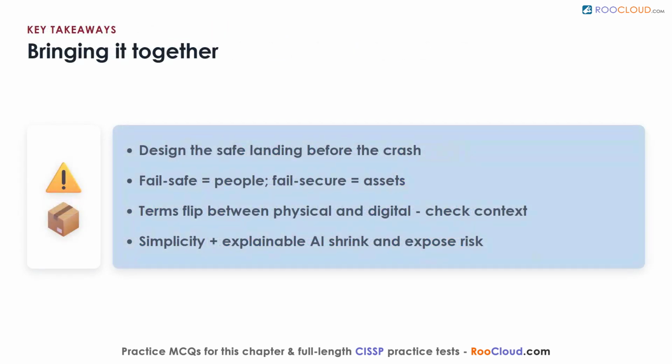So let's bring it together. Failing securely means designing the safe landing before the crash, using error handling and input validation to stay in control. Fail-safe protects people, fail-secure protects assets, and those labels flip meaning between the physical and digital worlds, so always check context. Simplicity shrinks the attack surface and makes everything easier to secure and verify. Explainable AI pushes that same transparency into modern models. Design for the bad day, and keep it lean.